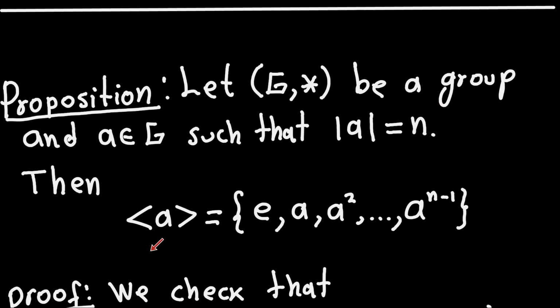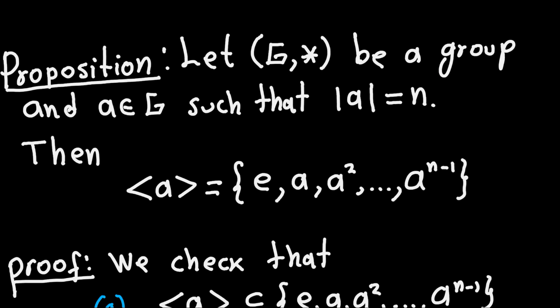The group generated by A, which remember is all the integer powers of A, will be this collection. It's going to be the identity, A to the first, A to the second, up to A to the n minus 1. So it's one less than the order of the element A. So let's look at the proof.